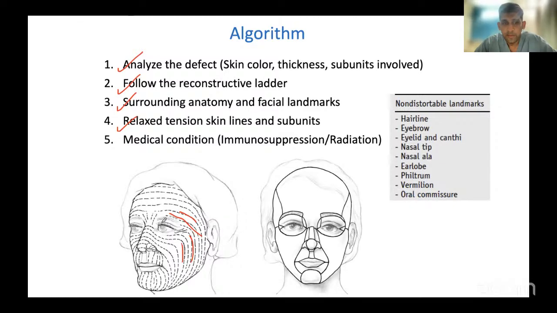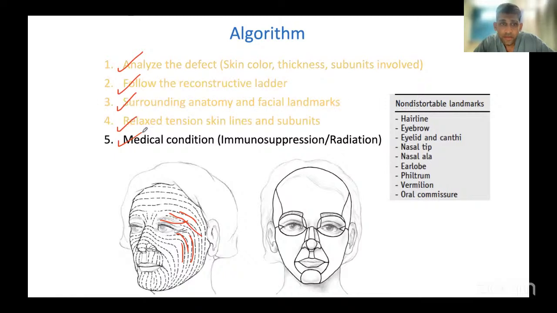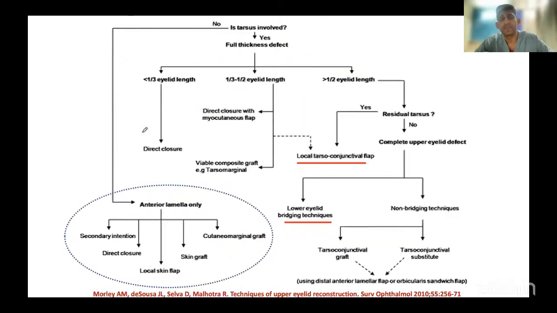And as you see on the upper eyelid, they curve upwards, and the lower eyelid, they curve downwards towards the cheek. And then keep in mind any medical condition like previous radiotherapy, diabetic patient, or a patient with DVT or vascular insufficiencies.